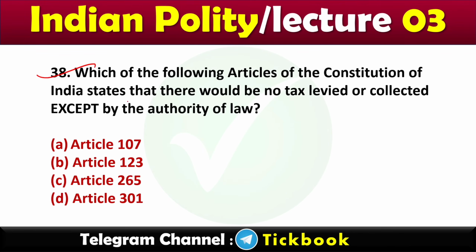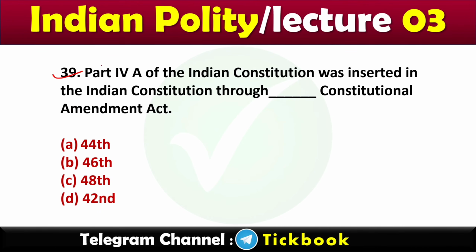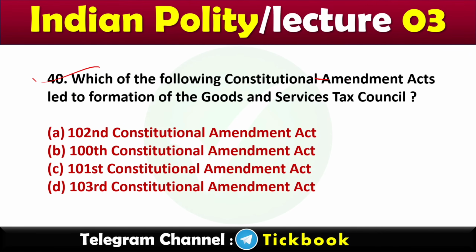38. Which of the following articles of the Constitution of India states that there would be no tax levied or collected except by the authority of law? Option number C, Article 265 is the right answer. 39. Part 4A of the Indian Constitution was inserted in the Indian Constitution through dash Constitutional Amendment Act. Option number D, 42nd Constitutional Amendment Act 1976. 40. Which of the following constitutional amendment acts led to formation of the Goods and Service Tax Council? Option number C, 101st Constitutional Amendment Act.